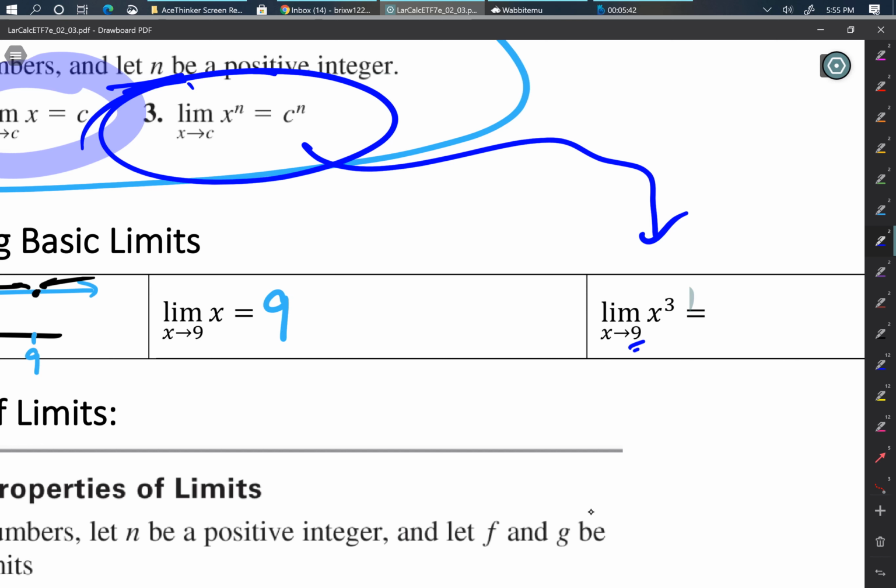And what is 9 to the third power? 9 times 9 times 9, 9 raised to the third power, I think 729.